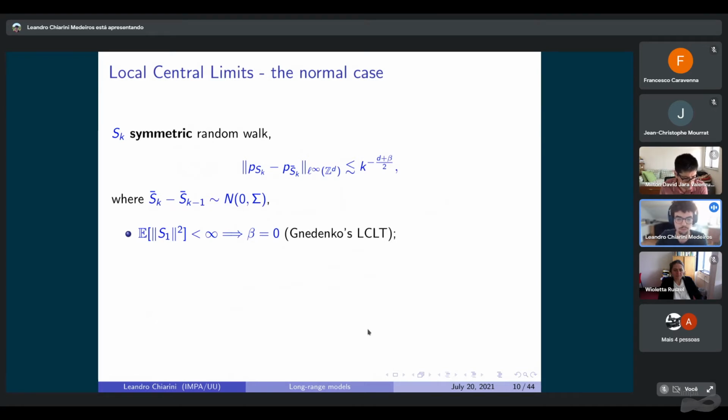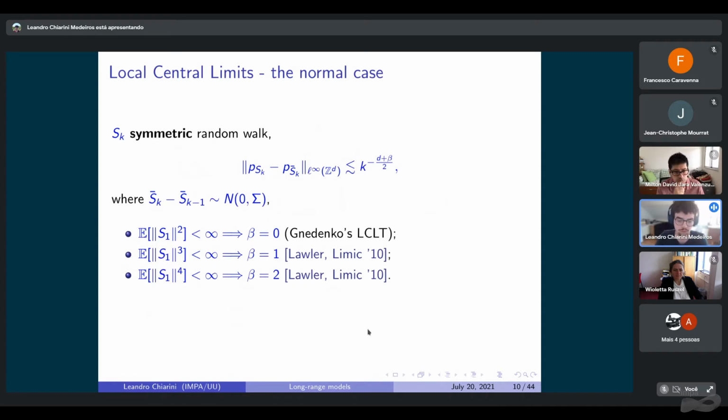But there is this book by Lawler and Limic in which they prove more general results, and in particular they assume that the steps of your random walk have 3 or 4 finite moments, and assuming that, they can improve the rate of convergence of the random walk.